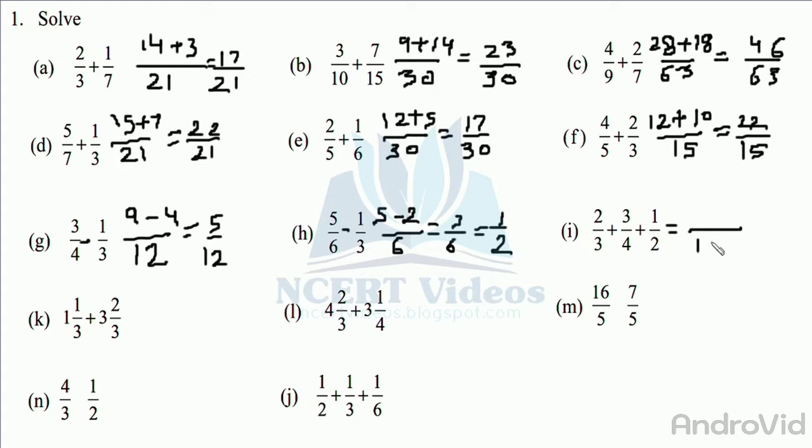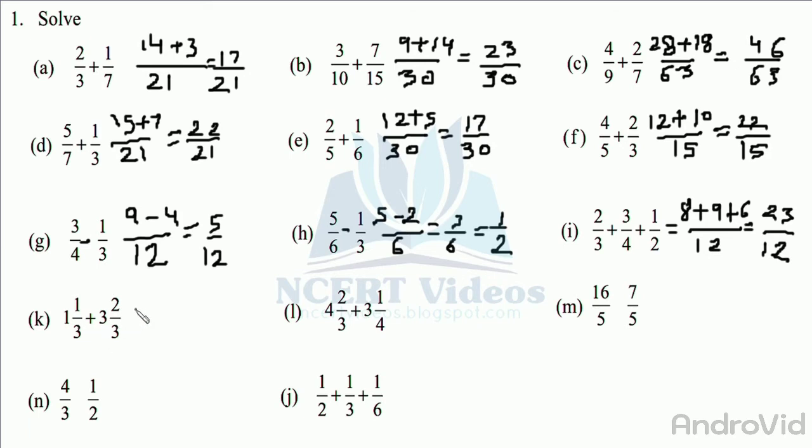12 would be the LCM of the three fractions. 8 plus 9 plus 6 1s are 6. This all gives you 23 over 12.